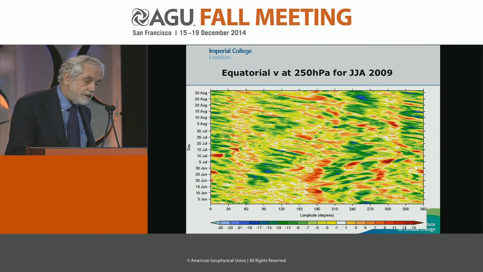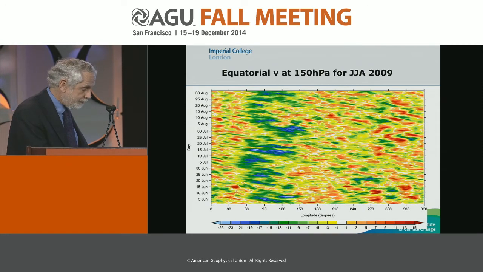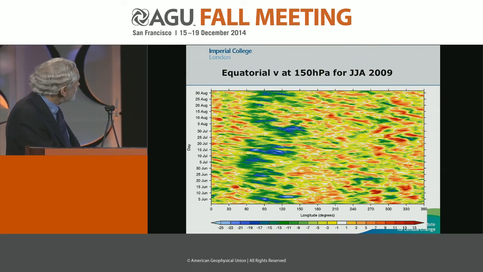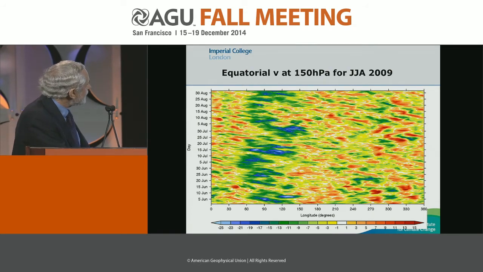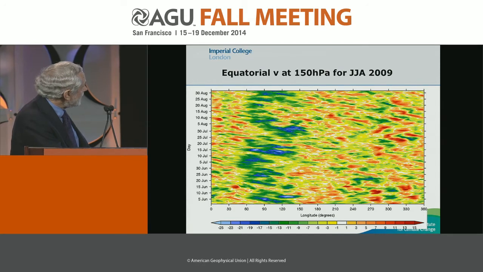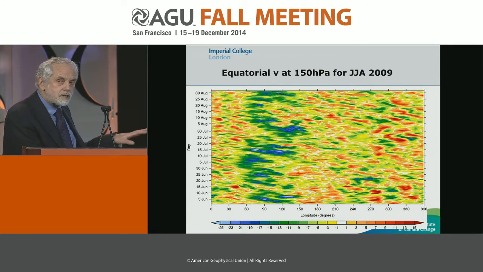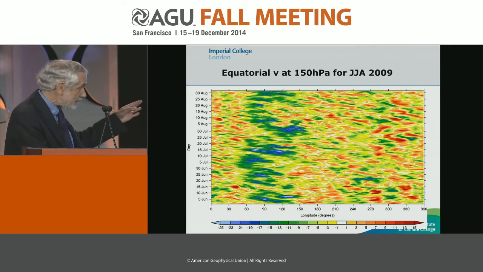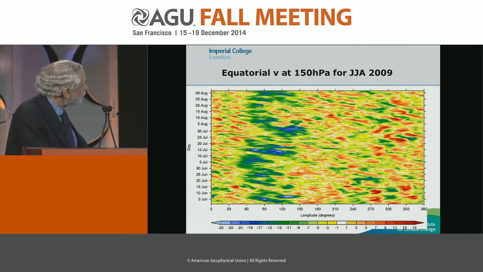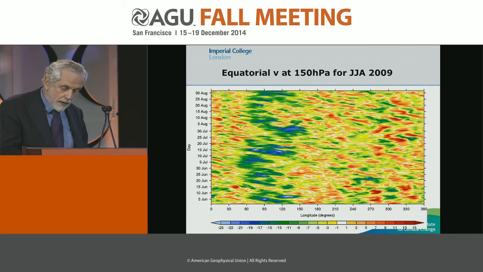And if we want to see the Indian Ocean better, we go to 150 millibars, where you can see values of up to 25 meters per second cross-equatorial flow occurring in these bursts in this Indian Ocean here. So this is what the Hadley Cell looks like on a day-to-day basis. This is the cross-equatorial flow happening in a big way.